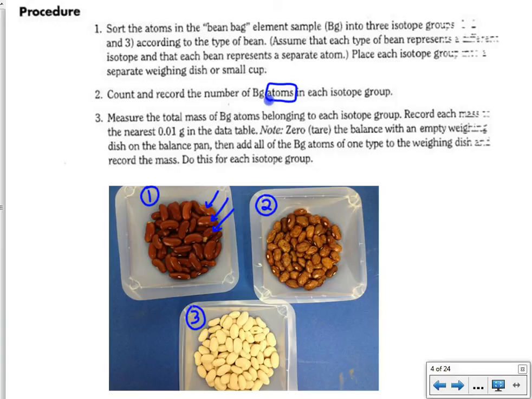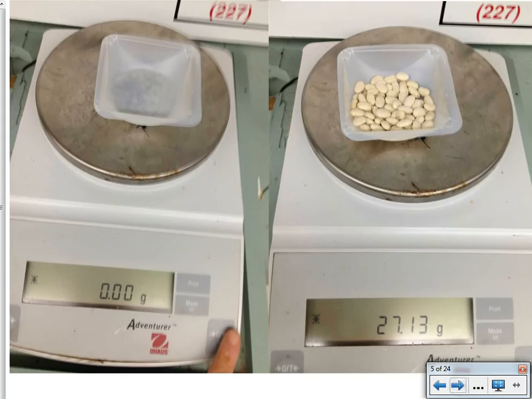The next thing you'll do is measure the total mass of each type of bean, or the Bg atoms belonging to each isotope group. You'll record that mass to the nearest 0.01 grams in your data table, and here's the note to tare the balance with an empty weighing dish and then add all those beans of that one type. You've done this before, but this is essentially what it should look like.